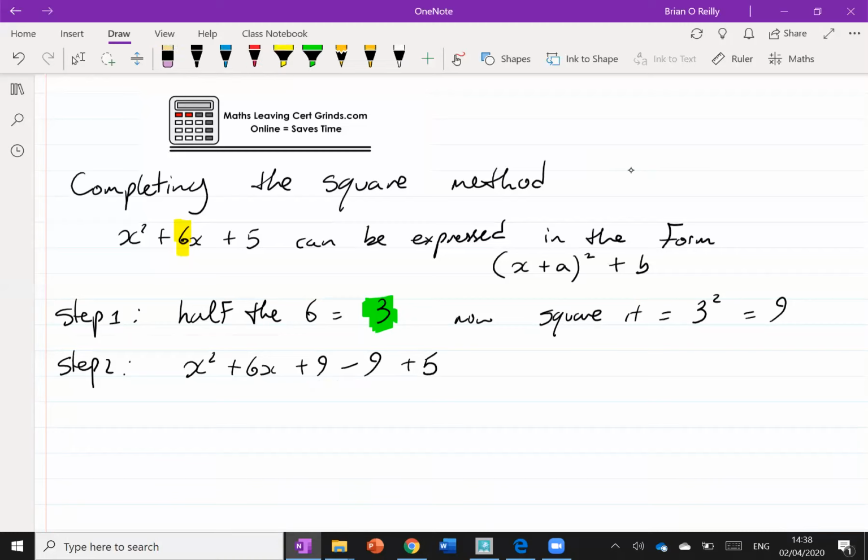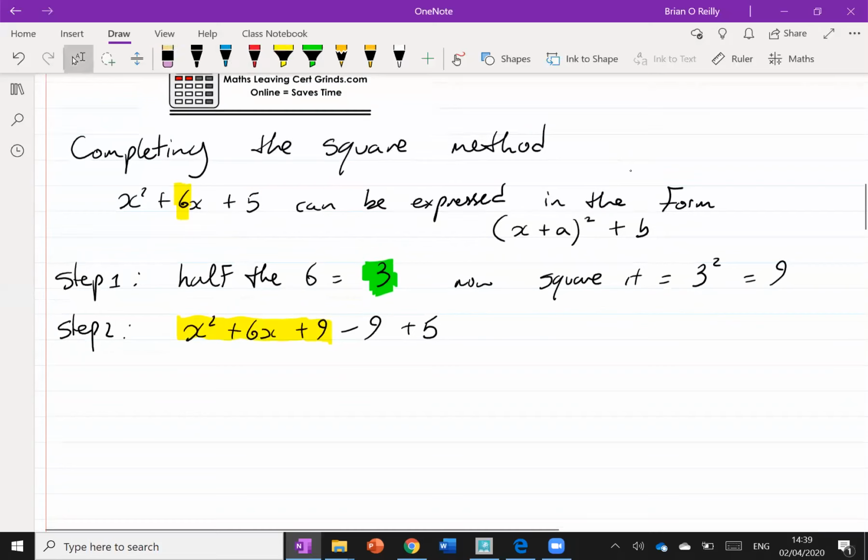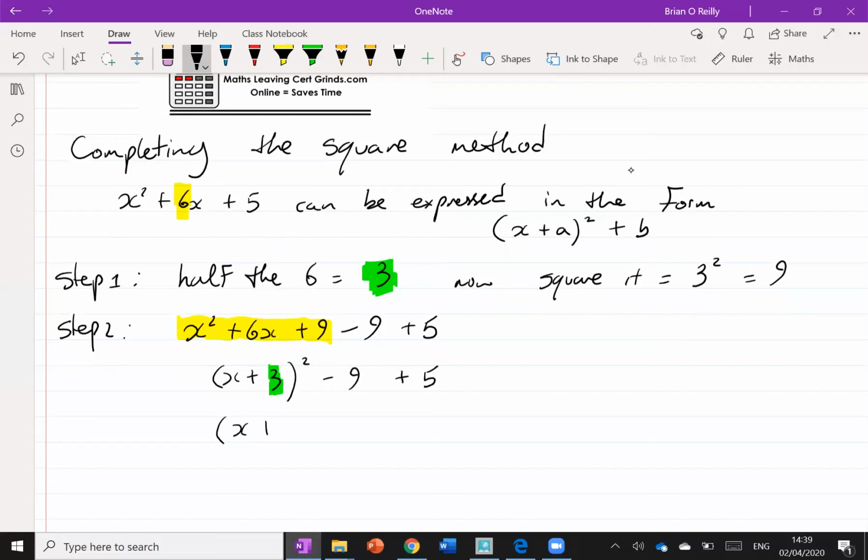Well, in actual fact, the point of this, if I highlight this part, is that this is a perfect square, and I'm going to write down the factors of this perfect square. It is actually (x plus 3) all squared. Now I'm going to highlight this part, and I still have my minus 9 plus 5. So I've got (x plus 3) all squared minus 4. Woohoo! I'm in the form I wanted to be in.